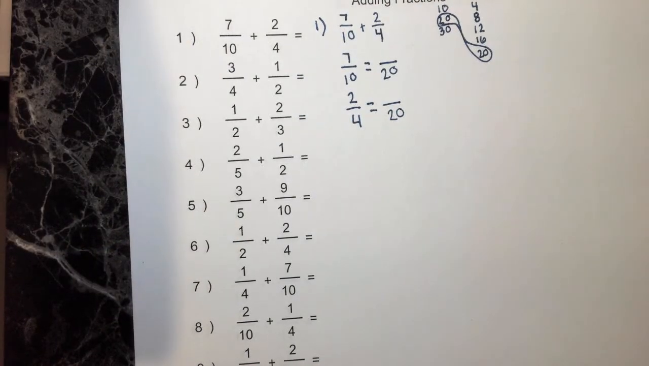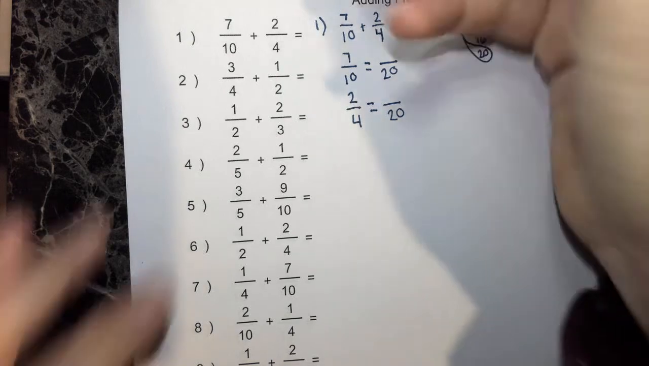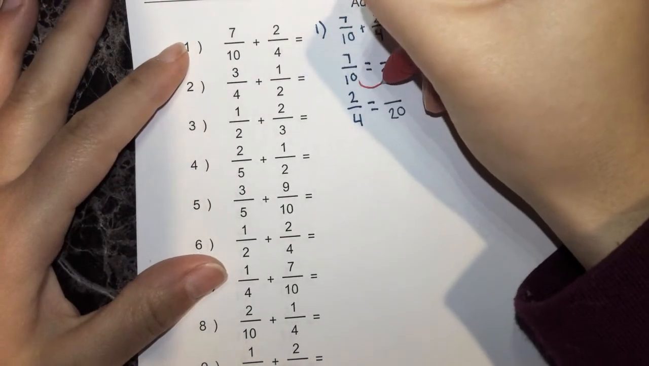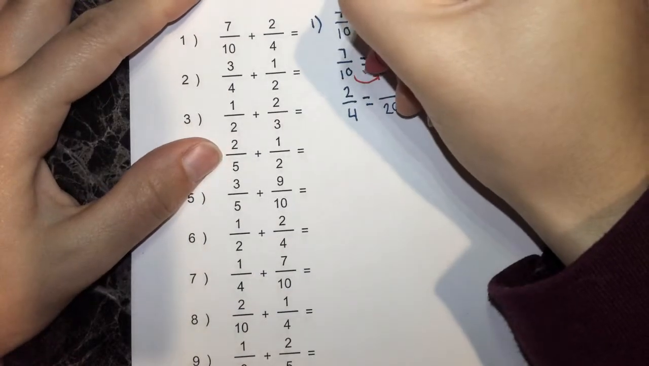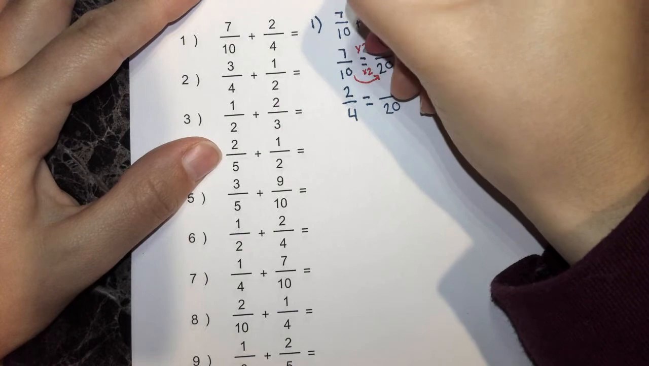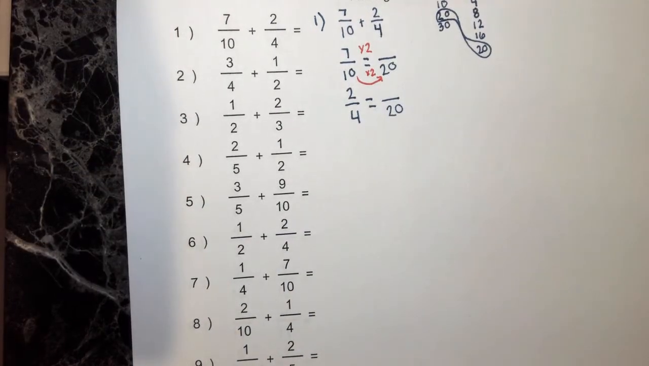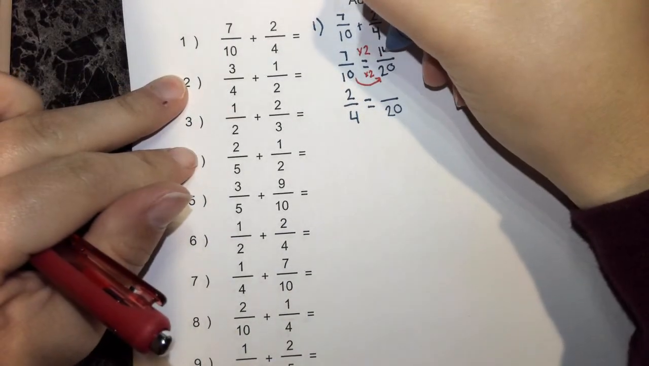Okay. Now you're trying to find equivalent fractions, which was page 1. You're trying to see, how do I get from 10 to 20? What am I going to multiply by? Hopefully you are seeing that you multiply by 2. And once you multiply by 2, you multiply by 2 on the top. And 7 times 2 is 14.